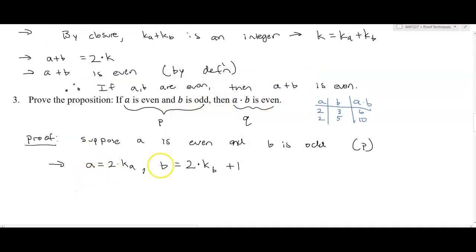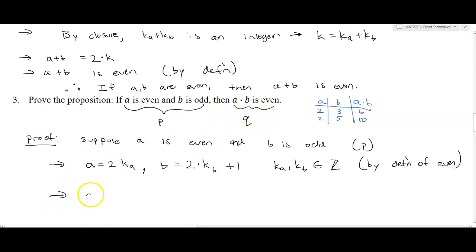Okay, so this is by definition. Oh, wait a minute, but we have to say what Ka and Kb are. These are important details. So Ka and Kb are both some integers. And this is all by definition of even. And now what I'm going to do is multiply them together because I want to show that their product is going to be even.